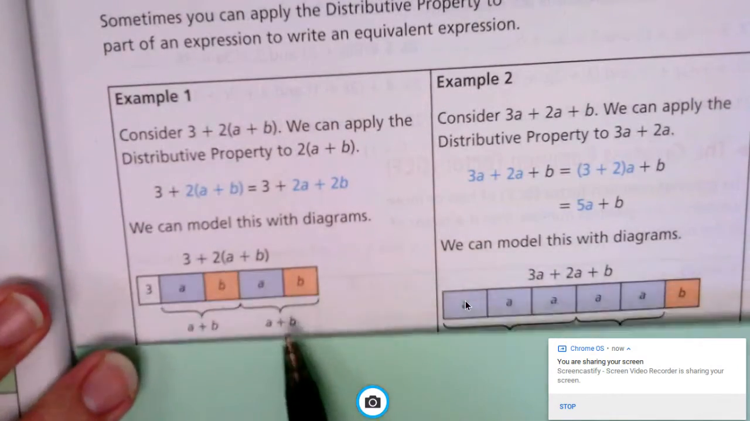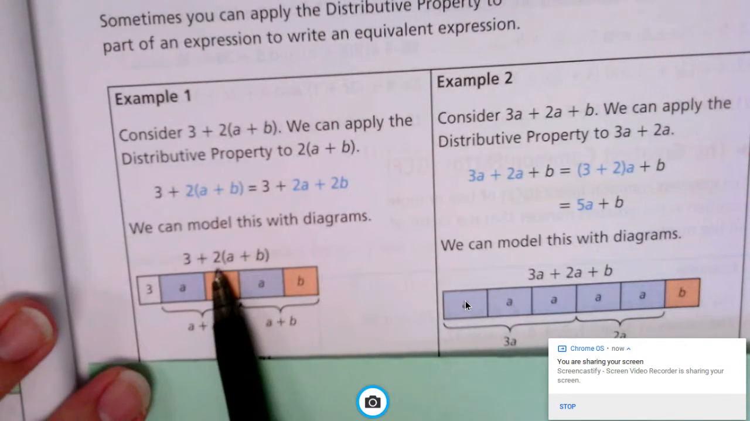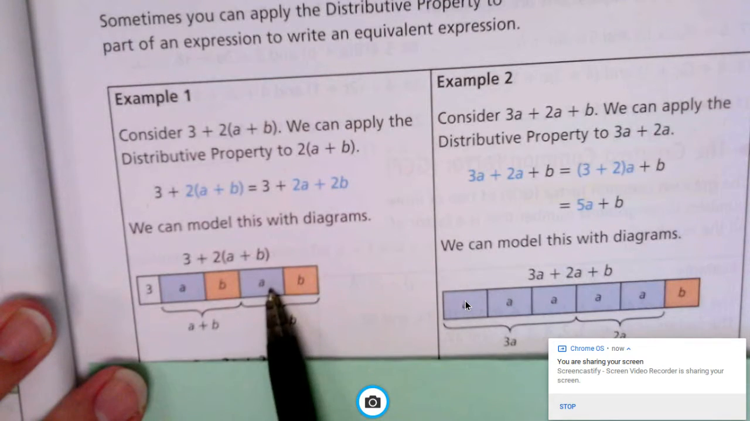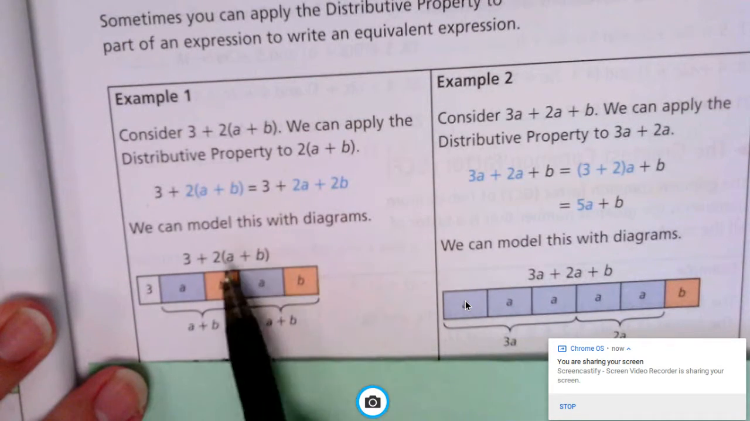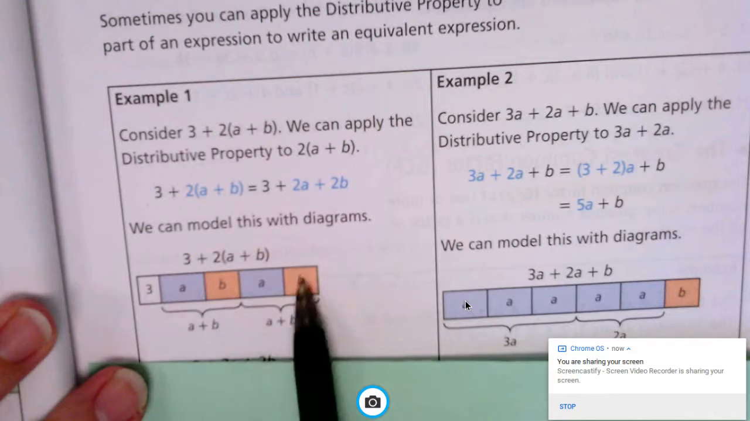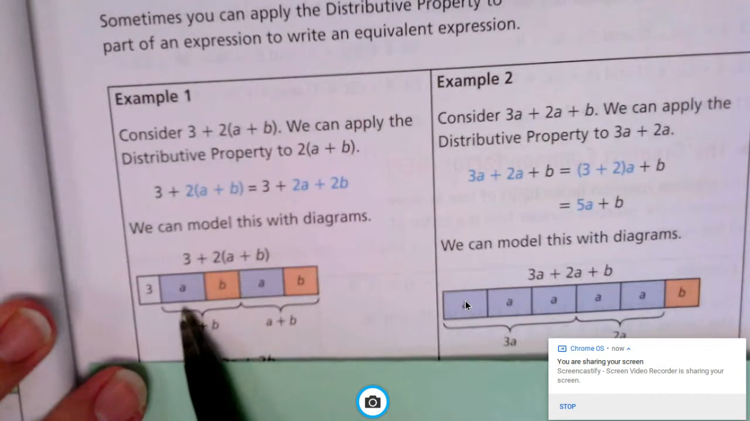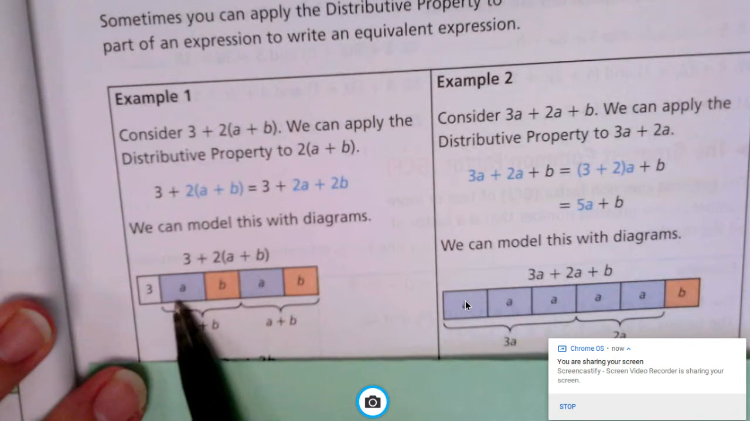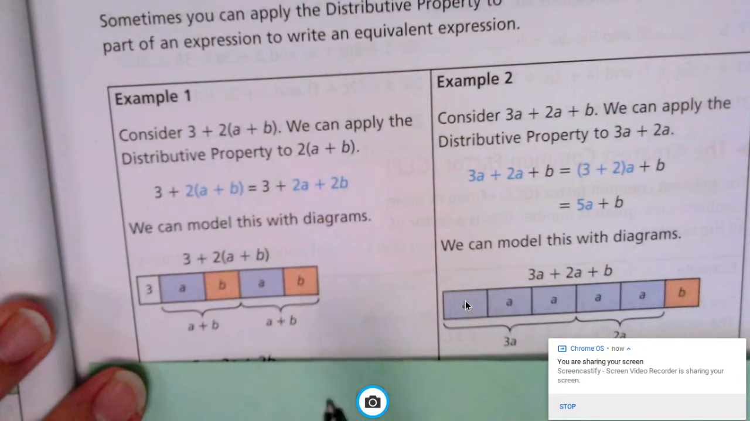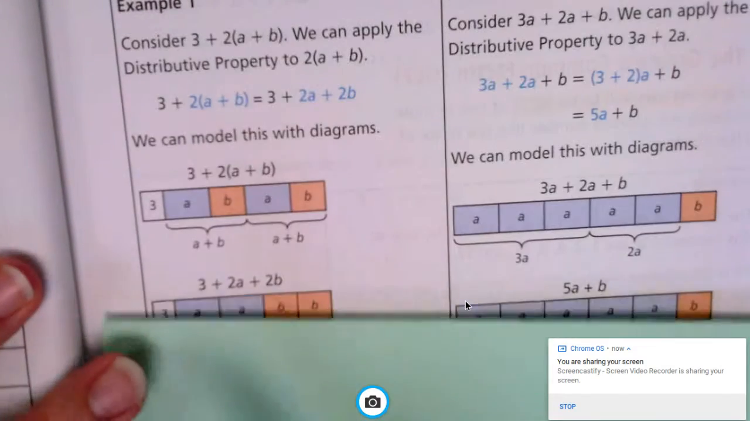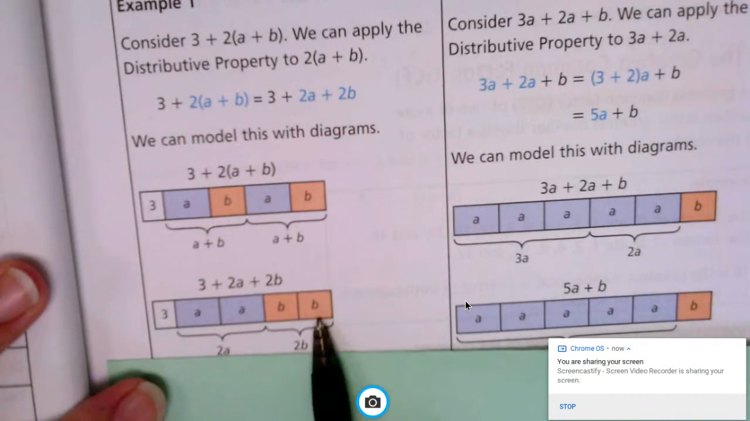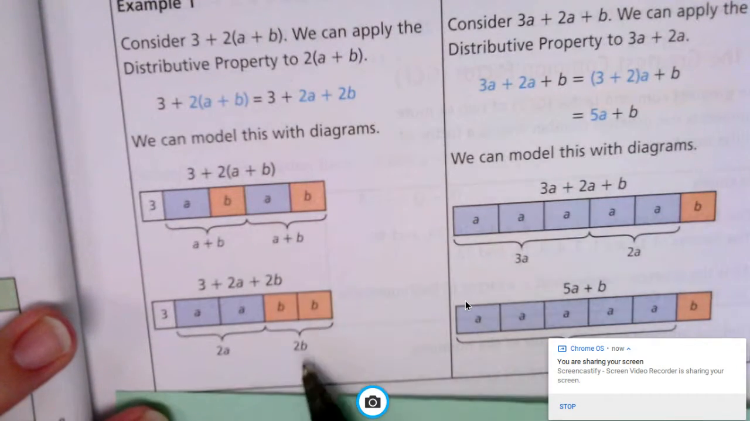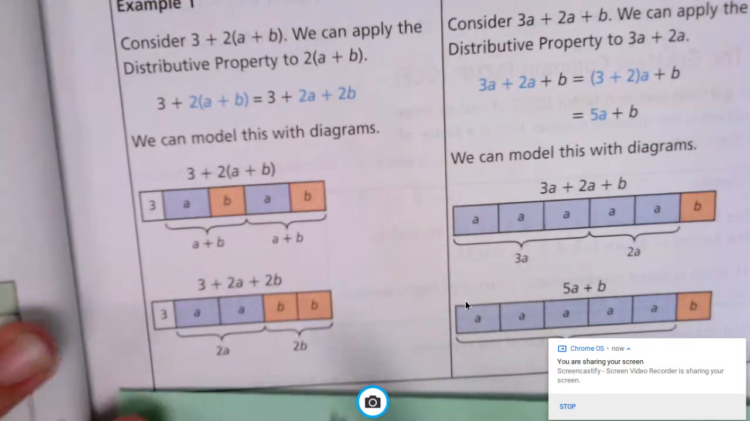And then we can model it this way. So we're going to leave the 3 alone. We have 2 a's and 2 b's. The way it's written here is a little bit more jumbled up. But we can see that we have 2 a's, and we're adding an a and a b, and an a and a b. And we're going to rewrite that so that both of the a's are together and the b's are together. So as a model, you can see that.